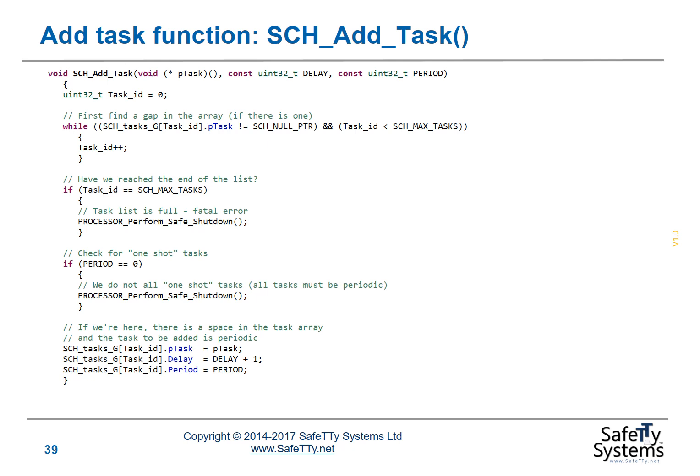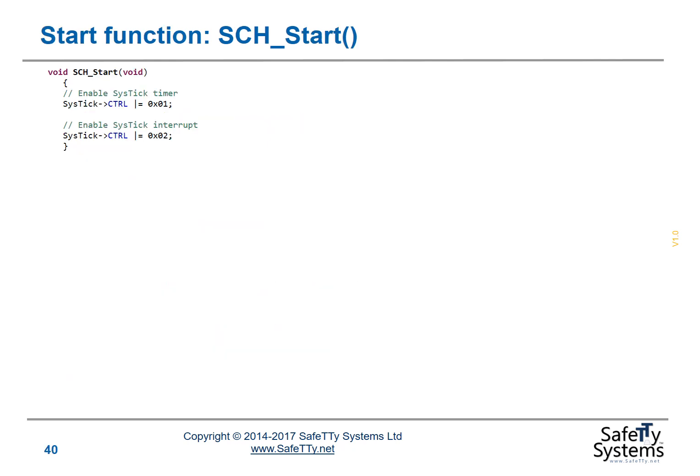If we've got this far, if we've passed these precondition checks, there's space in the task array, and we add our task to the task array. Once we've added all of the tasks to the task array, we're ready to start the system. So this means that we then enable the SysTick timer and enable the SysTick interrupt in our design.